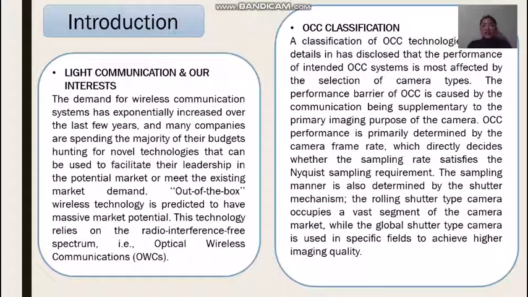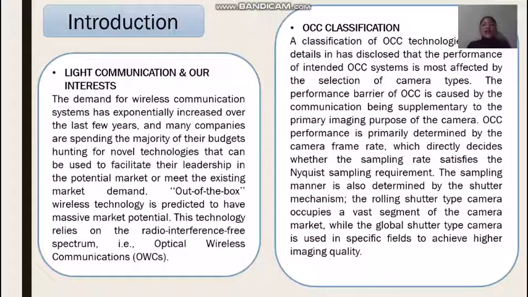The second point, OCC classification. A classification of OCC technologies is detailed. It has been disclosed that the performance of an OCC system is most affected by the selection of camera types. The performance barrier of OCC is caused by the communication being supplementary to the primary imaging purpose of the camera.